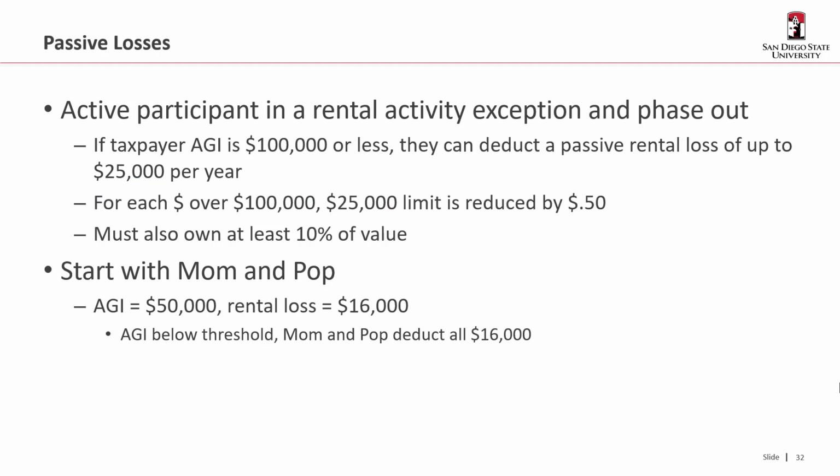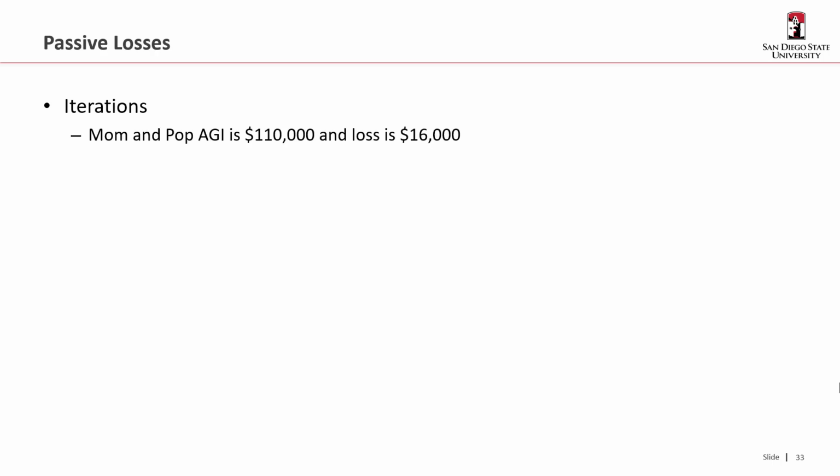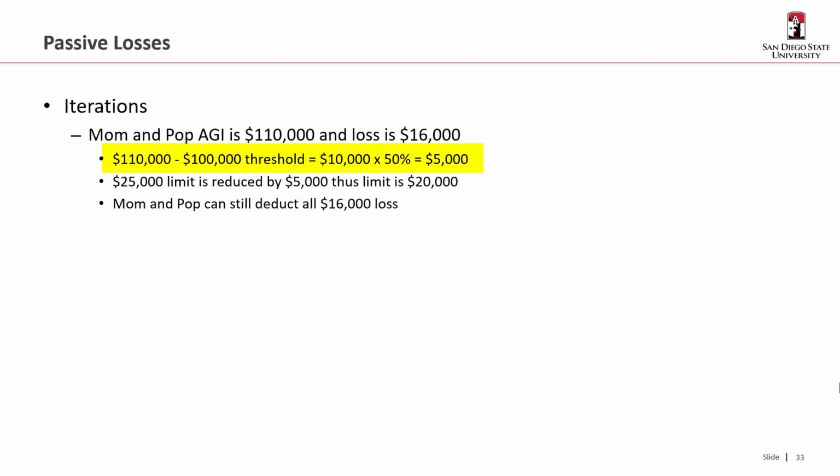So let's start with mom and pop. Their AGI was $50,000, their rental loss was $16,000. Since their AGI is below the threshold, mom and pop could deduct up to $25,000. Since their actual loss is $16,000, that's the amount they're going to deduct. What if mom and pop's AGI was $110,000 instead? Well, now they're over the $100,000 threshold by $10,000. 50 cents on every dollar over is $5,000, so they're going to reduce the $25,000 limit by $5,000. That's down to $20,000, but that still means that mom and pop can deduct their entire $16,000 loss.